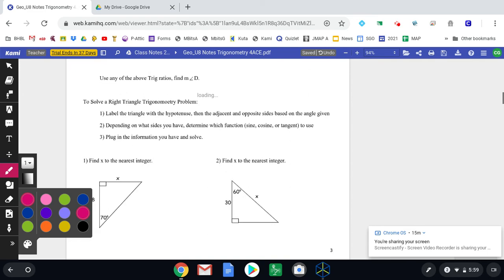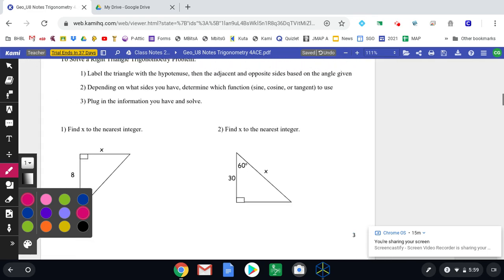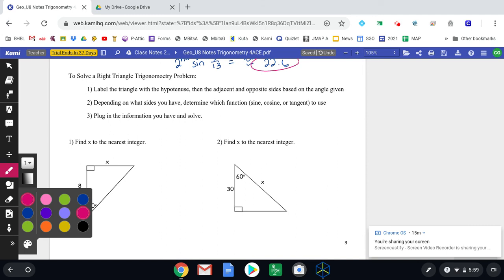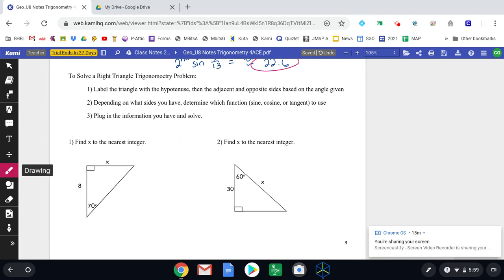All right, so there are 3 things you're going to do to solve a trig problem. This is the good stuff. This is how we're going to solve these problems. The first thing you're going to do is label the triangle with what's given to you. So if 70 is my reference angle, I have right here an adjacent side. I have over here an opposite side. If I think about SOHCAHTOA, I've identified that I have an A, I have an O. That means I'm going to use my tangent function. So tangent of 70 equals my opposite side over my adjacent side.